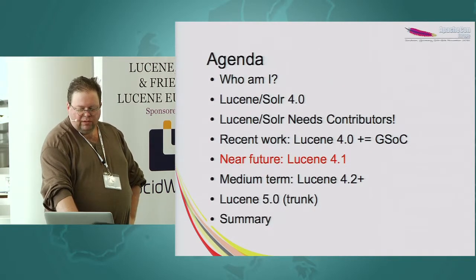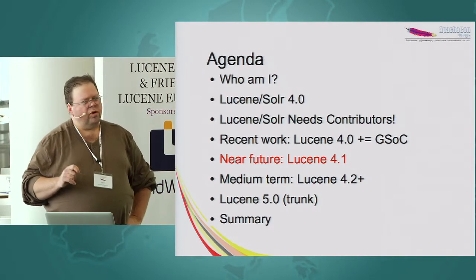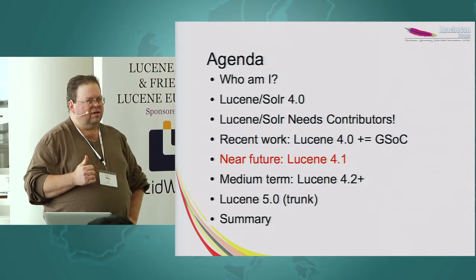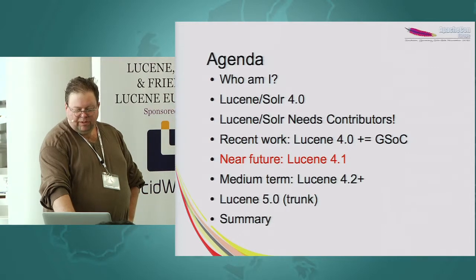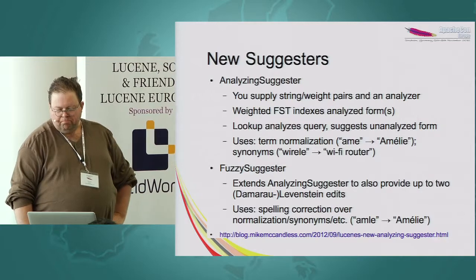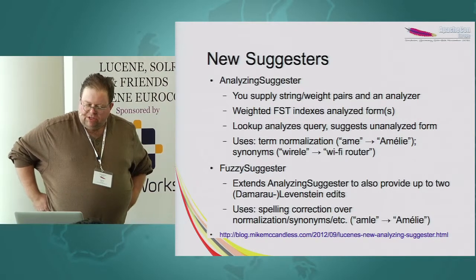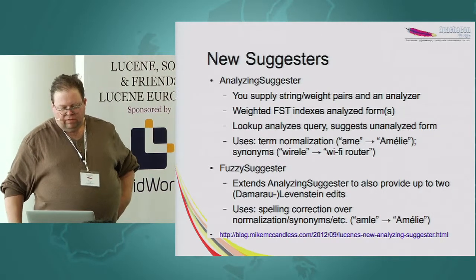So next I'm going to talk about Lucene 4.1, and I looked at the number of issues that are open for 4.1. It's something like 500 of them right at this point. So there's no way I'm going to cover anything anywhere near that many of them. I'll be talking about a few of them. There's a lot of work going on in suggesters right now. Two of them are analyzing suggester and fuzzy suggester.